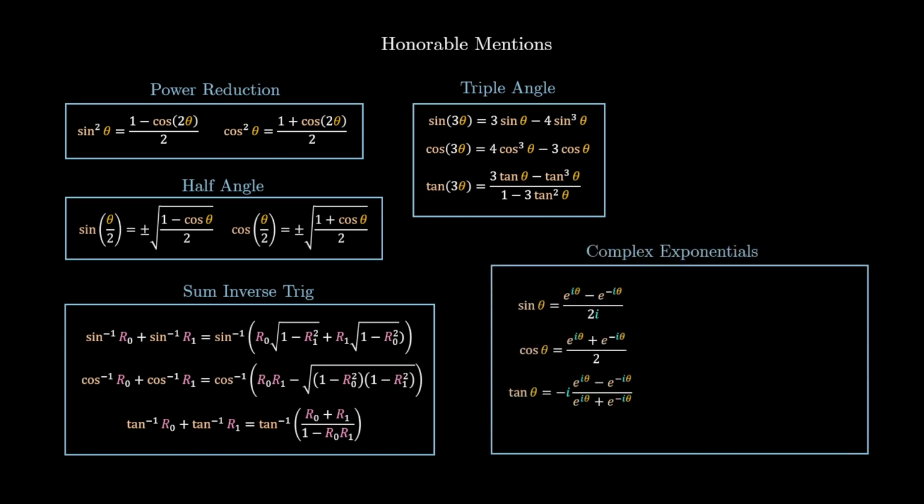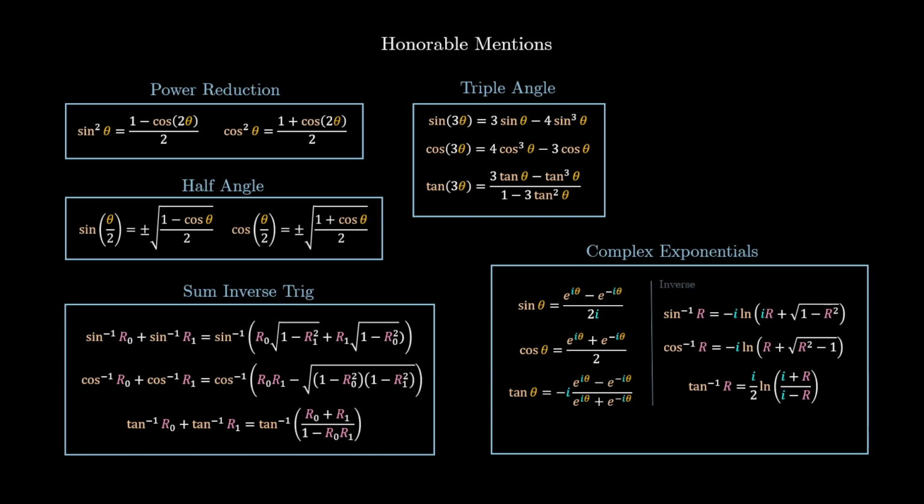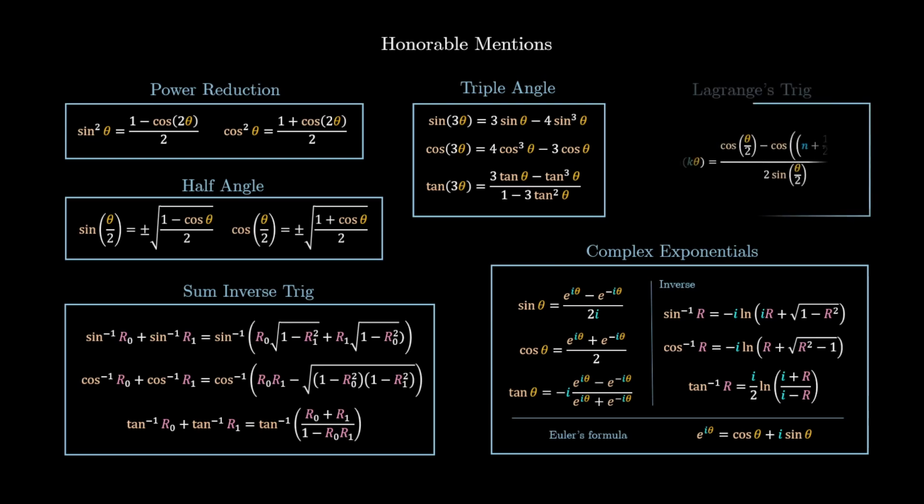Next, we have complex exponential, and we have the inverse complex exponential, okay? And these are all possible by Euler's formula, e to the i theta equals cosine theta plus i sine theta. More on that later in a different video. It's a whole another topic. And finally, we end with Lagrange's trig. I'm sure I butchered that pronunciation. You can correct me. And that right there ends it.